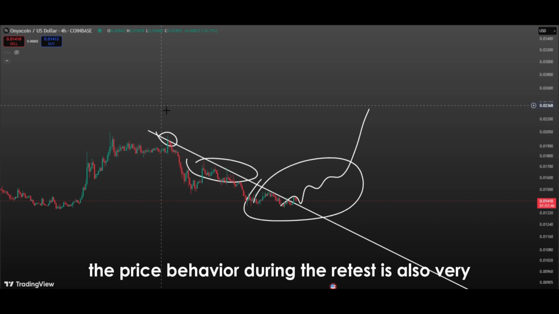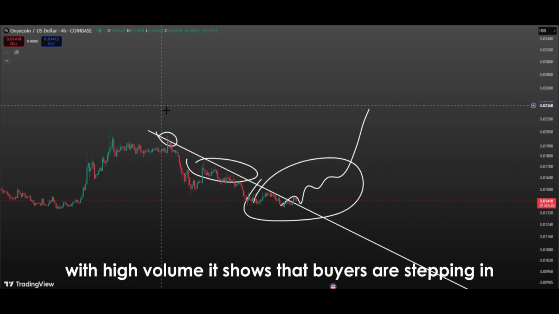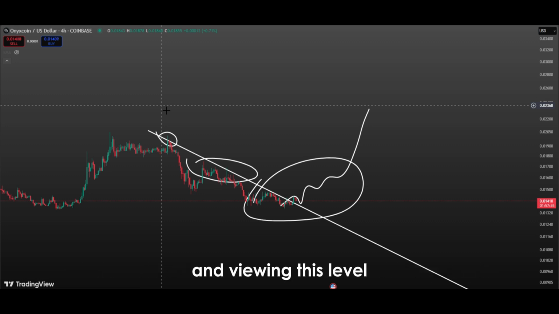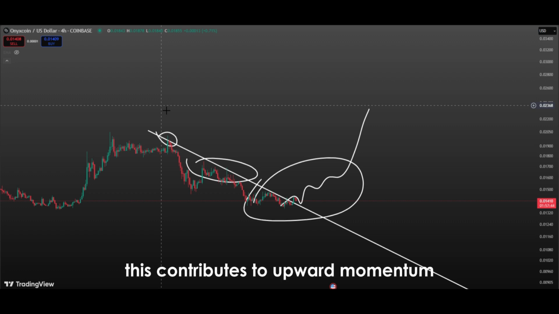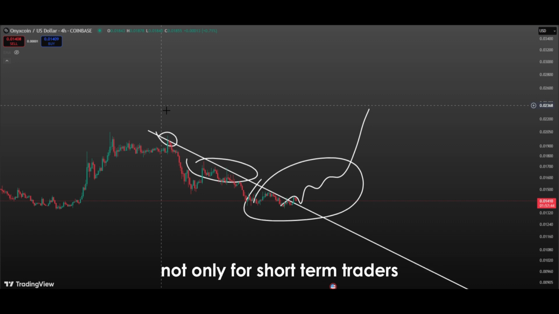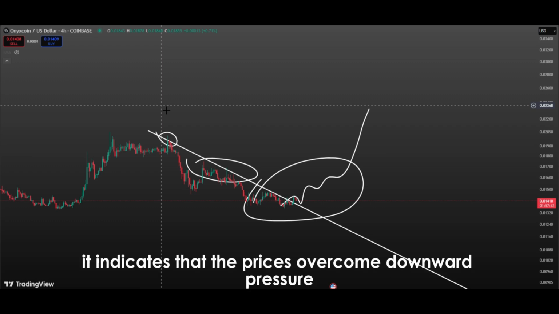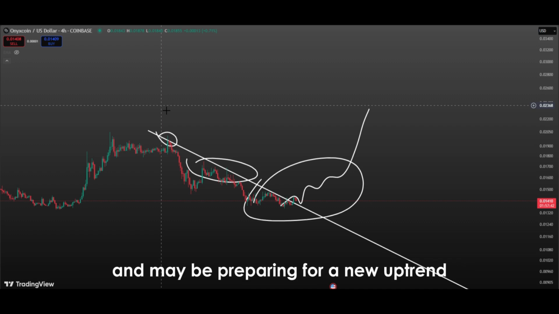The price behavior during the retest is also very important. If the price rebounds strongly from the broken trend line with high volume, it shows that buyers are stepping in and viewing this level as a valuable buying opportunity. This contributes to upward momentum. Moreover, such a retest is a key confirmation point not only for short-term traders, but also for medium and long-term investors. It indicates that the price has overcome downward pressure and may be preparing for a new uptrend.